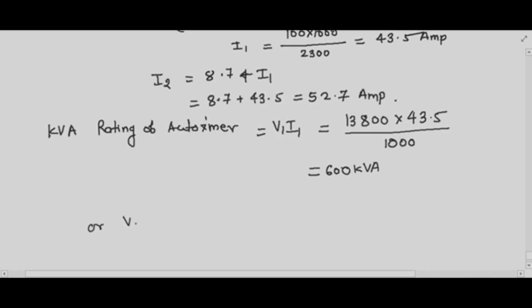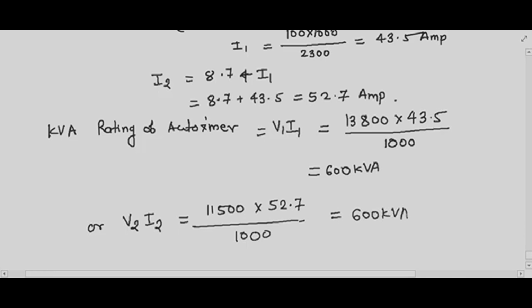Or on the secondary side you can check it, V2 I2. What is my V2? V2 is 11,500 into the current on the secondary side, that is I2, 52.7 divided by 1000. So the same rating you should get, 600 kilovolt ampere. So the kVA rating of the auto transformer we got.